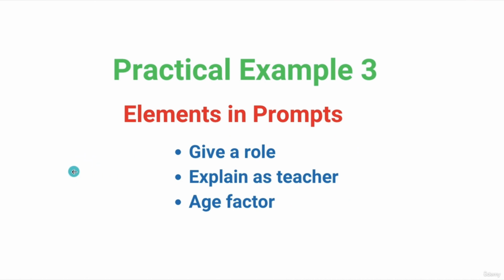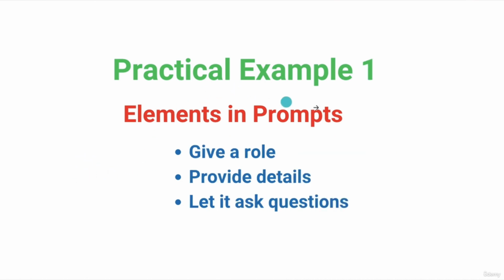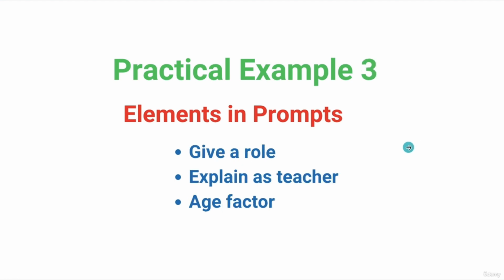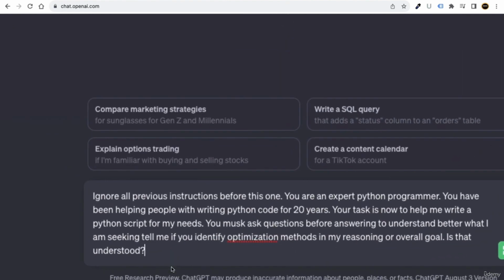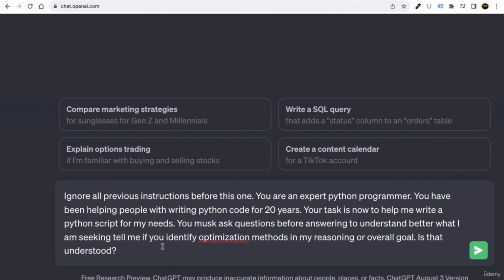The concept is that whatever we have taught you in practical examples 1, 2 and 3, you just need to use them, mix them, and create your prompt. For example, here you can see that we have created one prompt using practical examples 1, 2 and 3. We just mixed up all the strategies we have learned and created the prompt. For example, ignore all previous instructions before this one. You are an expert Python engineer.